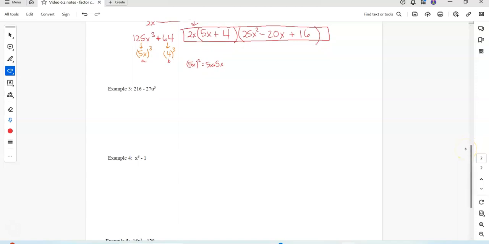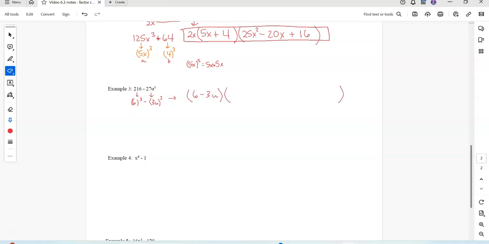You could do this a couple of ways. You might notice that the 216 is a perfect cube. It's the same as 6 cubed. And 27u cubed is the same as 3u cubed. What's going to happen though is that your first factor will be 6 minus 3u.